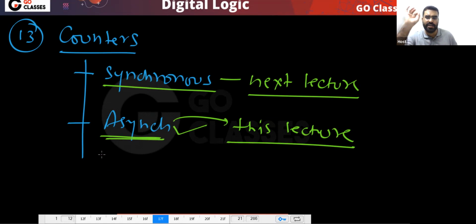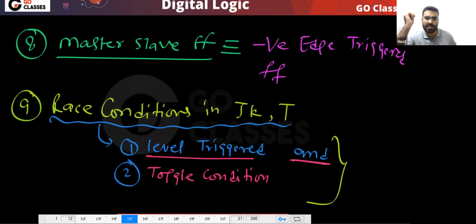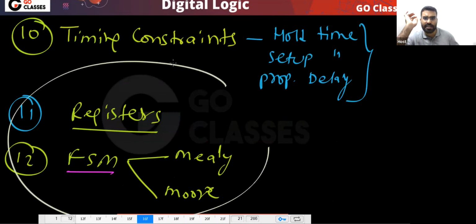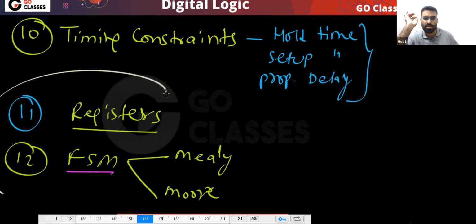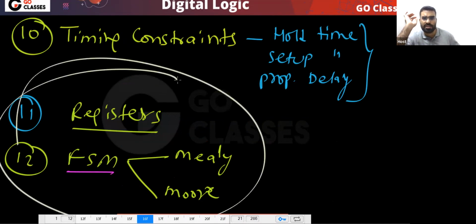Tell me, so far, do you have any doubt? All the 12 concepts that we have seen: registers, finite state machines, Mealy machine, Moore machine, timing constraints, hold time, setup time, flip-flop conversion, master-slave flip-flop, SR latch, S bar R bar latch. Did you understand all those concepts? Please tell me. Because remember, for these concepts I have solved all the GATE CSE and GATE ECE questions.